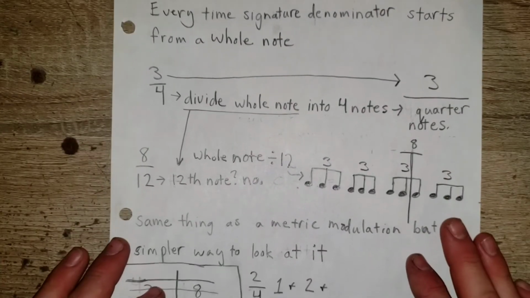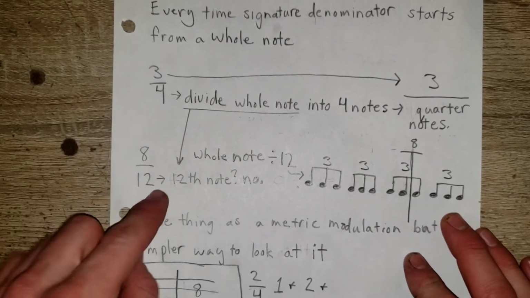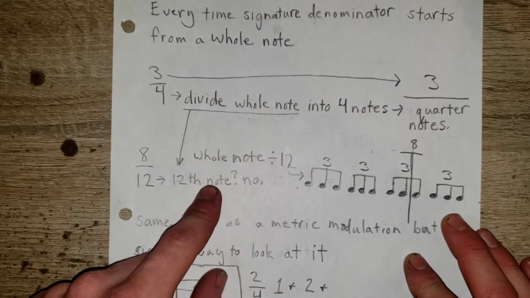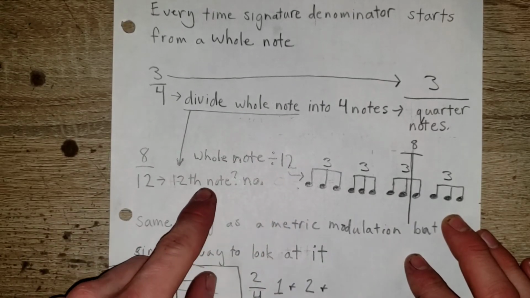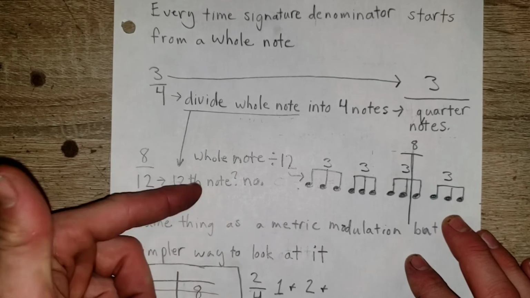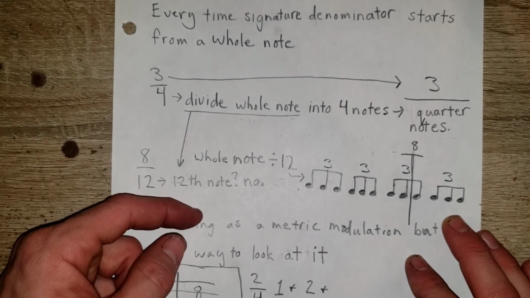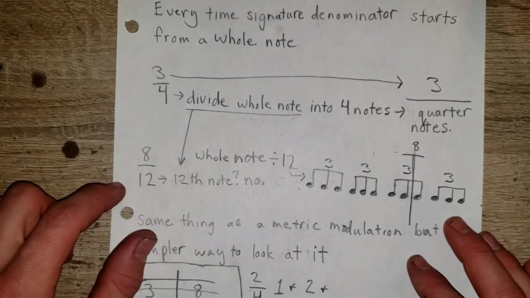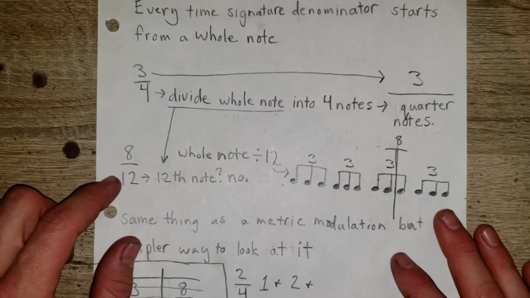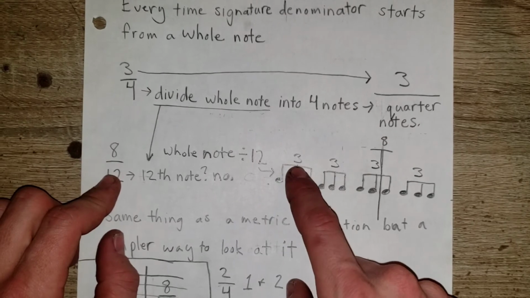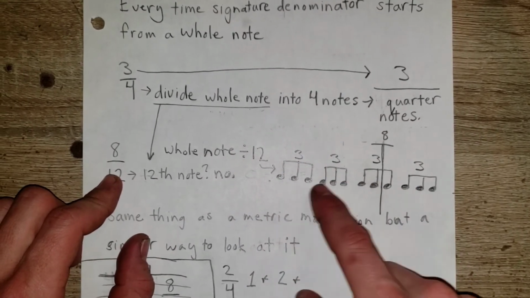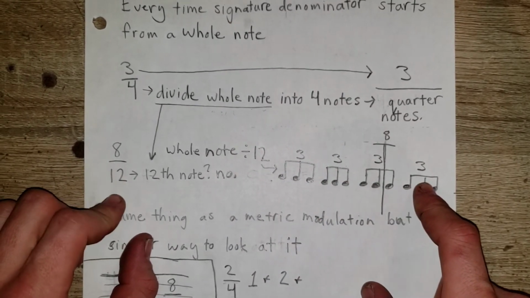Okay, let's go down to a little harder one. We have 8/12. Can you turn 12 into a note? You get a whole note, you divide it by 12. You get a 12th note. What's a 12th note? We haven't learned about that. Well, there is no such thing as a 12th note, so we're going to basically create one. We learned about triplets. So if you get 4 triplets, now you have 12 notes. Okay? You see?